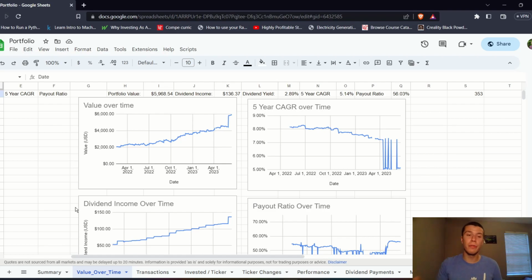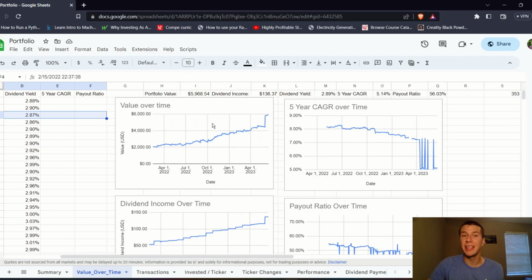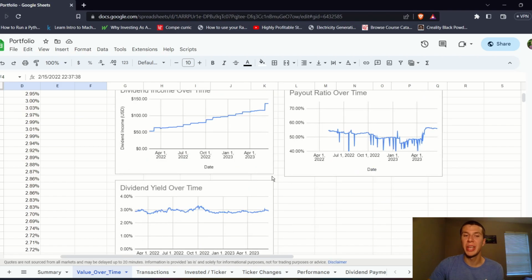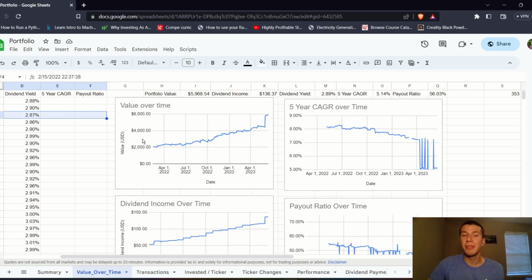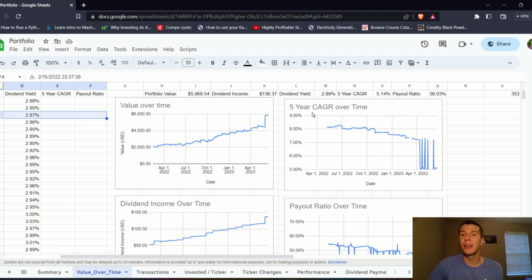So the next tab here is called value over time, and it just tracks some key metrics every single day. So basically, I have a script that runs and enters the metrics here every single day. And it's been running for over a year, back to February of 2022, which is pretty cool. And then it just plots that data here. So we have the actual portfolio value, the dividend CAGR, the dividend income, payout ratio, and dividend yield. So definitely lots of progress in terms of the dividend value and dividend income. And obviously the CAGR is kind of messed up because of that data that isn't quite right.